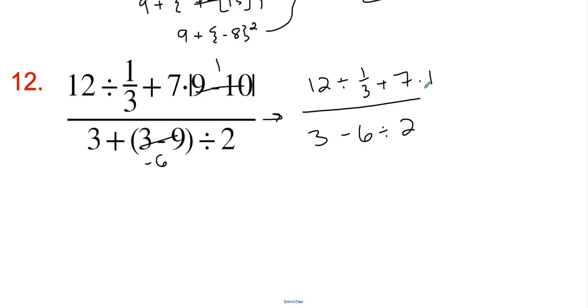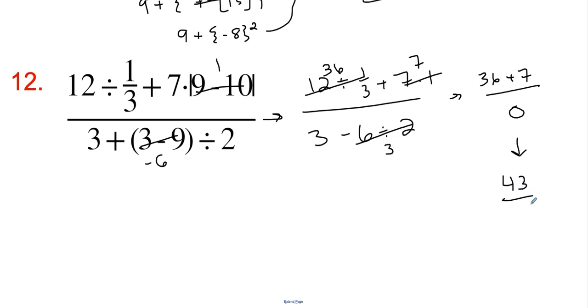Next step we got to take care of would be multiplication and division. So 12 divided by a third, if I put that in my calculator, I should get 36. All right, this would be the same thing as timesing by 3. And I got 7 times 1, which is just a 7. So my numerator again would be 36 plus 7. Denominator, well, we got to do this first. So 6 divided by 2 is a 3. So we got 3 minus 3, which is just a 0 on the bottom. So to finish this out, 36 plus 7, 43 over 0.